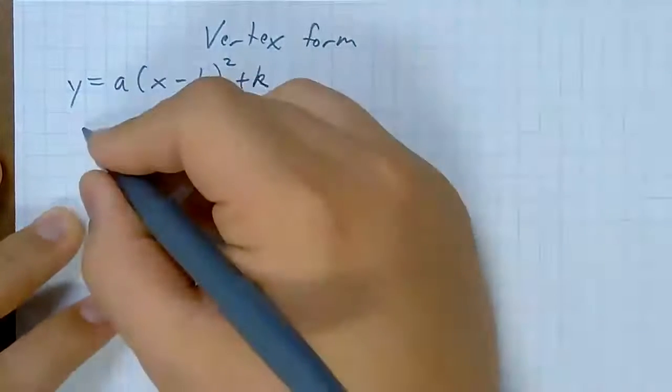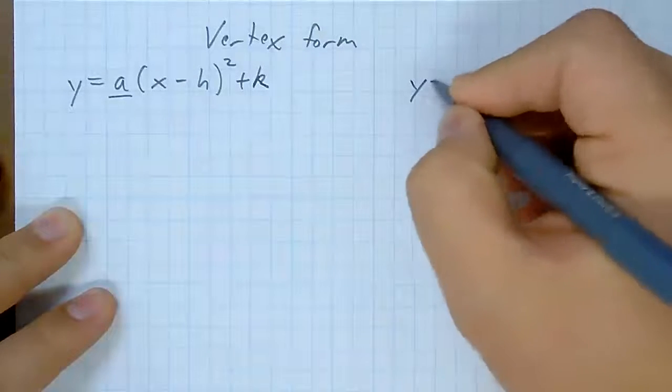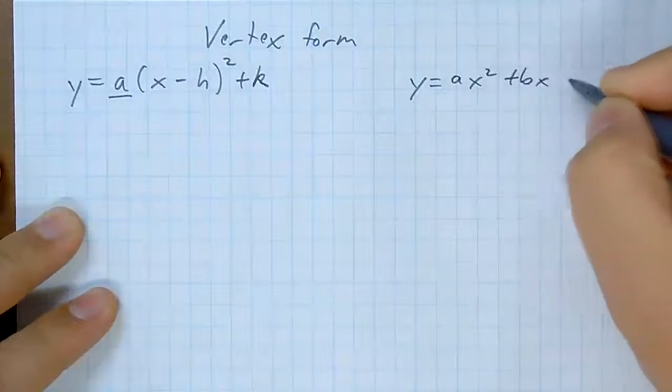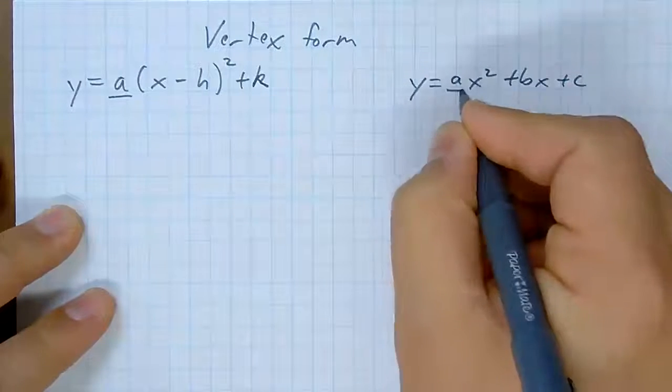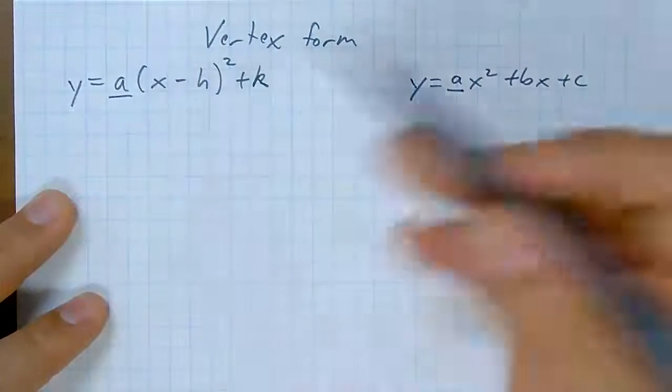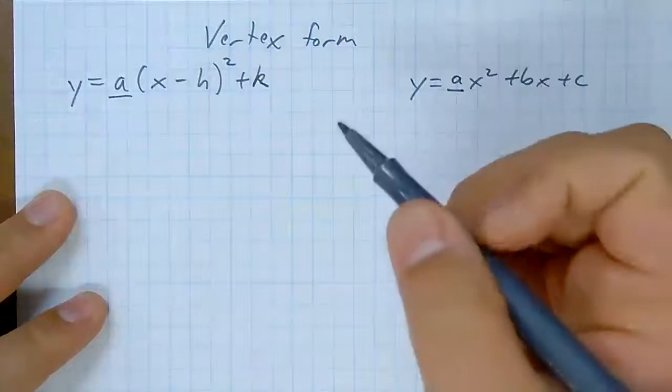the bat. First of all, this a value is exactly the same as the a value in y equals ax squared plus bx plus c. These a's are the same. So if we know this a value, we know the stretch.